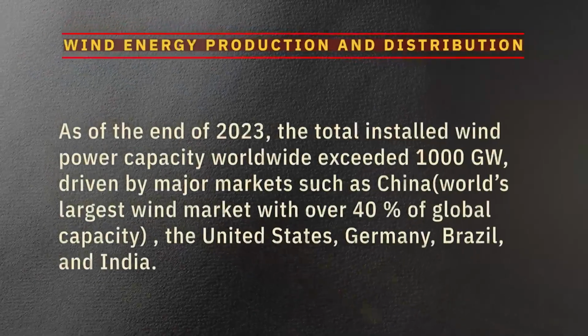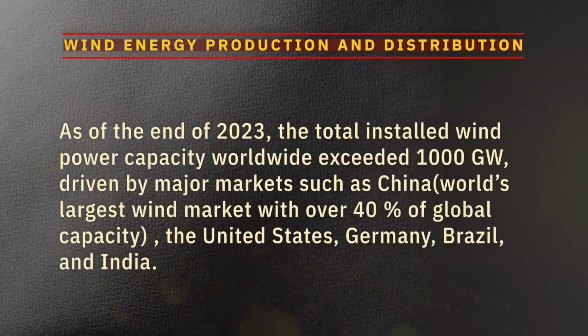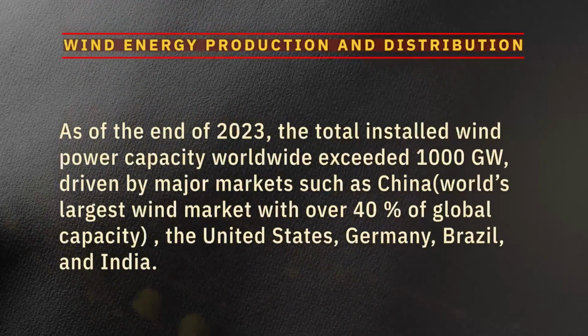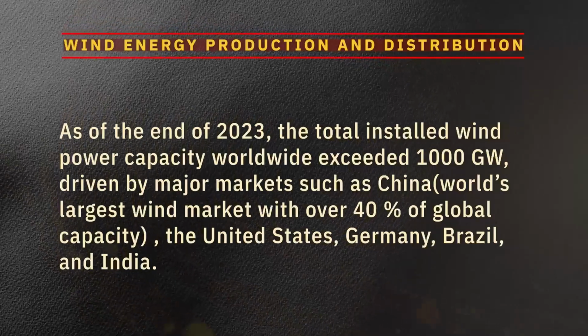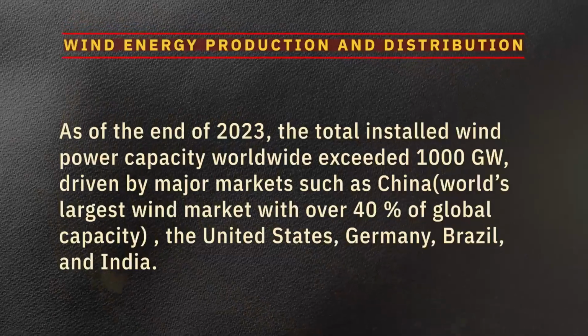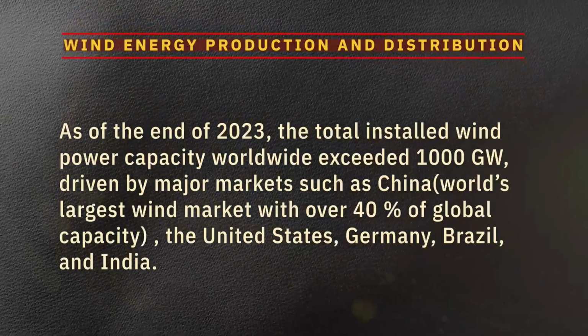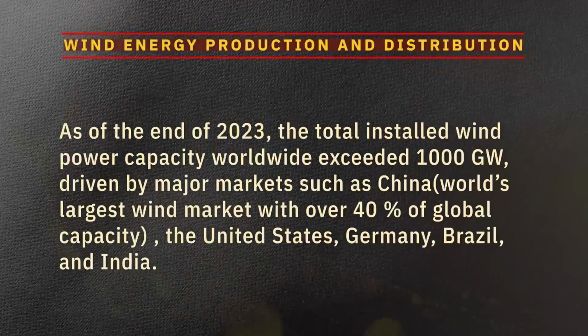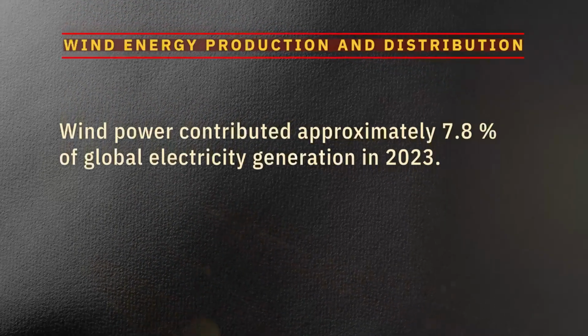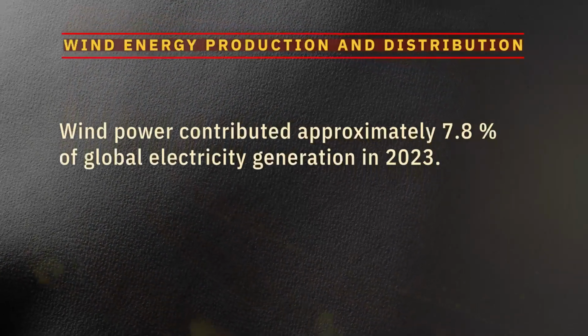Now, the wind energy production and distribution can be assessed in the world as well as the Indian scenario. As of the end of 2023, we can see that the total installed wind power capacity worldwide exceeded 1000 gigawatts, driven by major markets such as China. Then come the United States, Germany, Brazil, and India. So we can obviously see that China contributes about 40% of the entire market of wind power generation. Wind power contributes approximately 7.8% of global electricity generation as per the data of 2023.